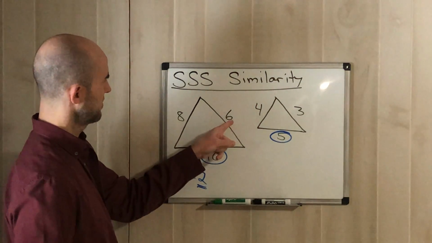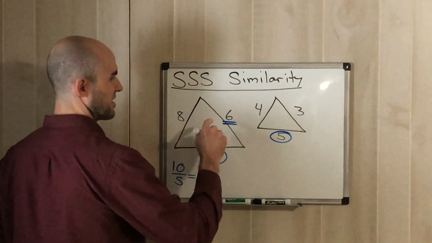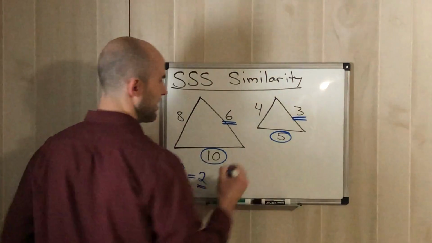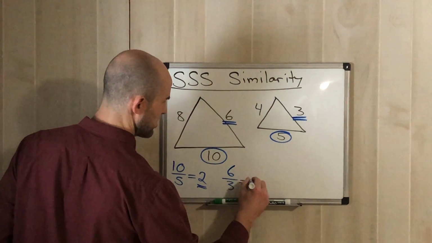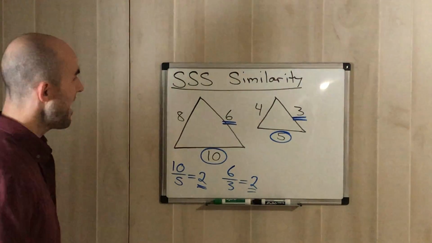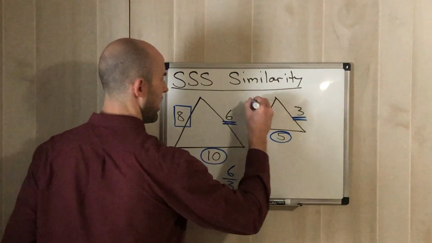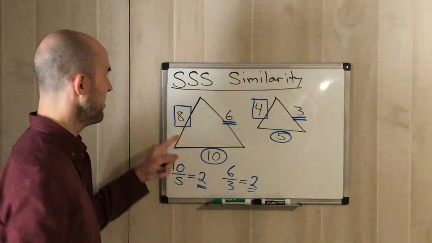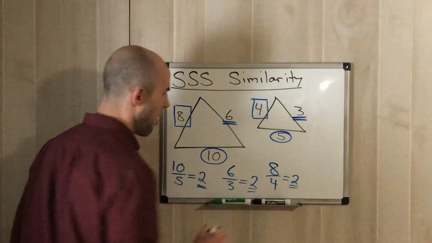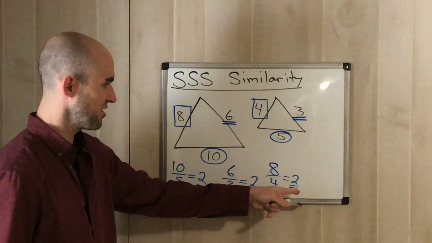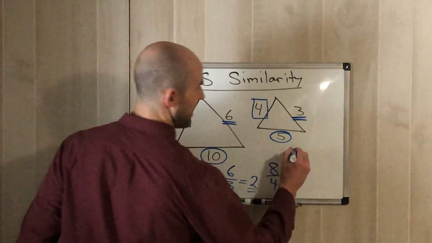Now, let's look at the 6, right? We know that the 6 is the smallest side there. So if 6 is the smallest side there, we want to put it with the smallest side here. Smallest with the smallest, right? So we're going to do 6 divided by 3 equals 2, right? And now the other sides that go together. We have the 8 with the 4, right? Because again, they're the middle sides in each triangle. So 8 divided by 4 gives us 2, right? And what we notice is all 3 scale factors are the same. If all 3 scale factors are the same, automatically we know that it's similar by SSS.